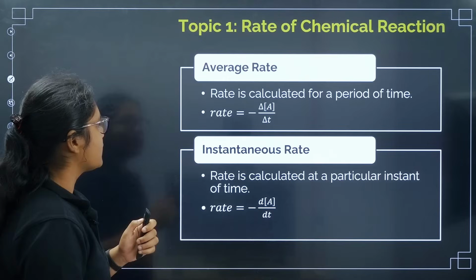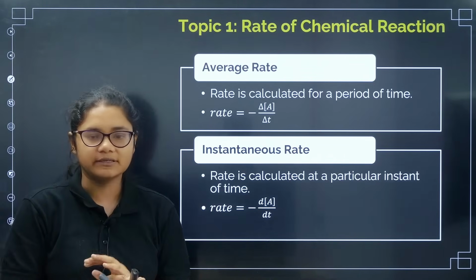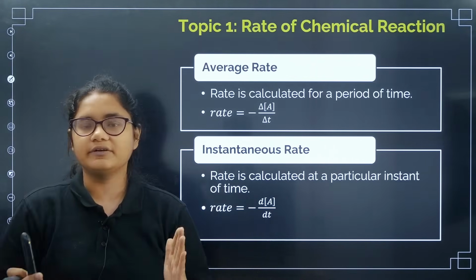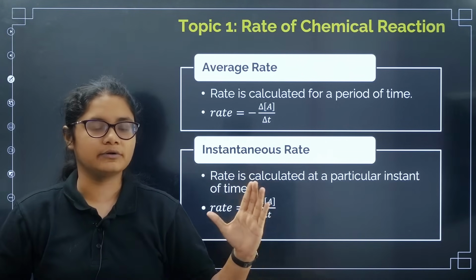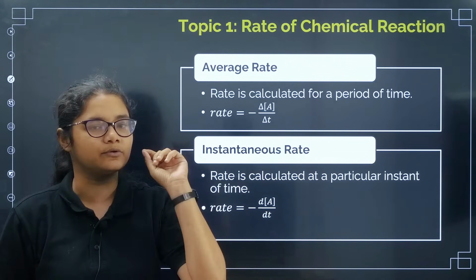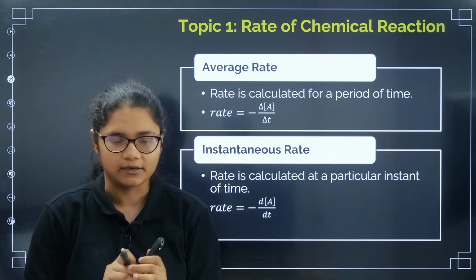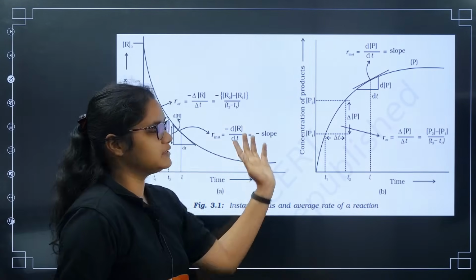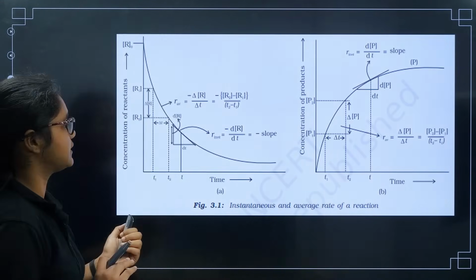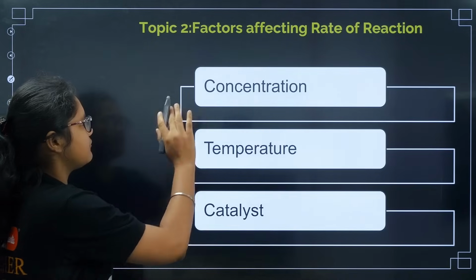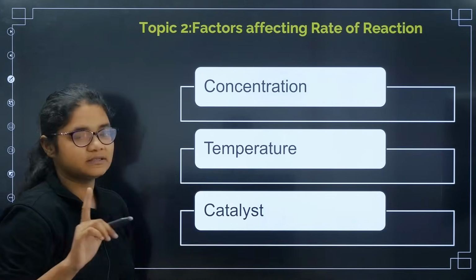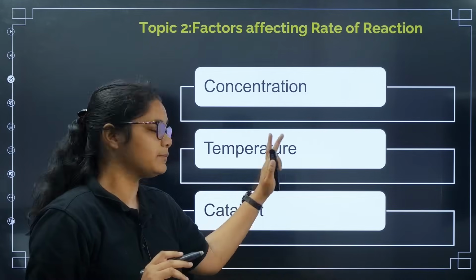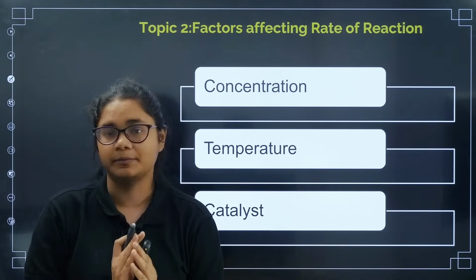Now coming to the first, rate of a reaction. Rate of reaction is of two types, average rate and instantaneous rate. Average rate is when you calculate for a longer duration of time. Instantaneous rate is when you calculate for a particular instant. Nothing too much to think. Then this is the graph for average and instantaneous rate. Questions on this graph are not asked. Important are the factors affecting the rate of the reaction: concentration, temperature, and catalyst. Concentration is explained in detail, temperature is explained in detail, catalyst is also explained in detail.